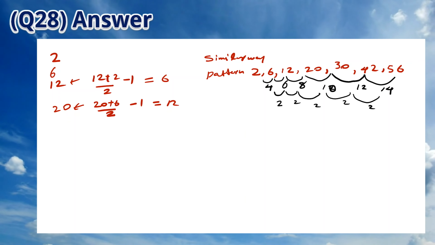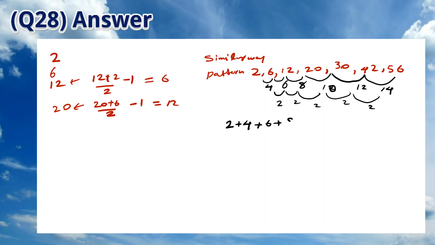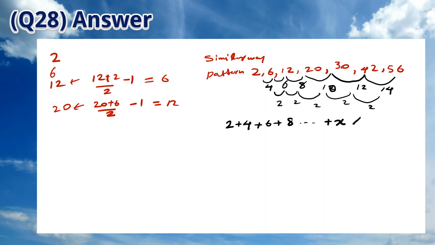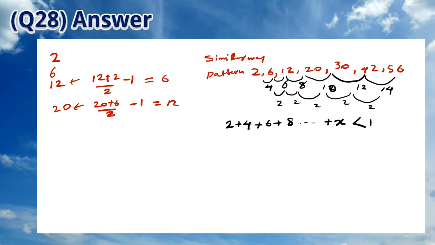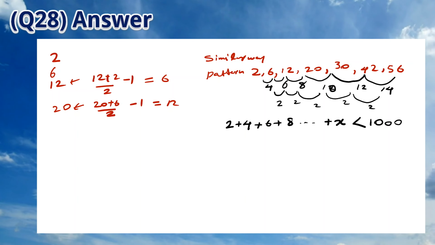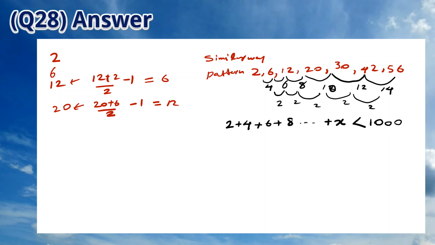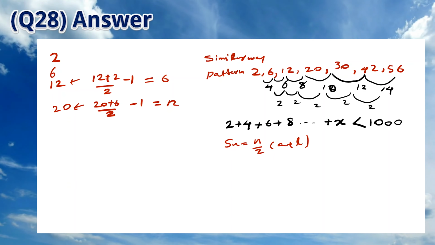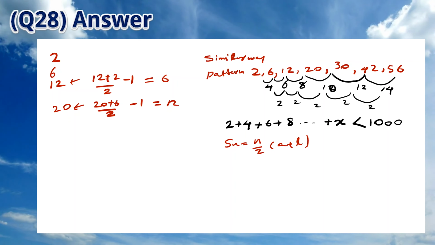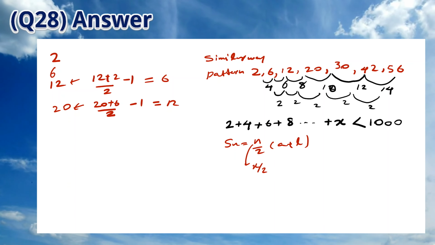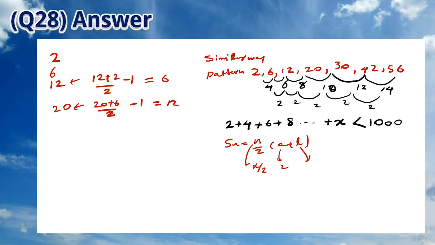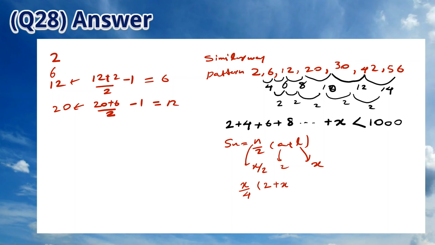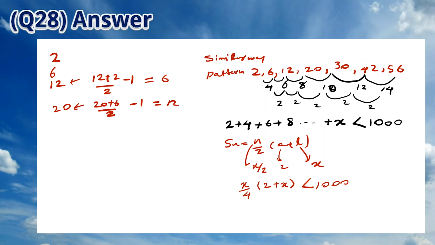We can write an equation where 2 plus 4 plus 6 plus 8 all the way up to plus x, where x is the last term, is less than 1000. Using the sum of series formula, which is n over 2 multiplied by a plus l, where n is equal to x over 2, a is equal to 2, and l is equal to x, we get an equation where x over 4 multiplied by 2 plus x is less than 1000.